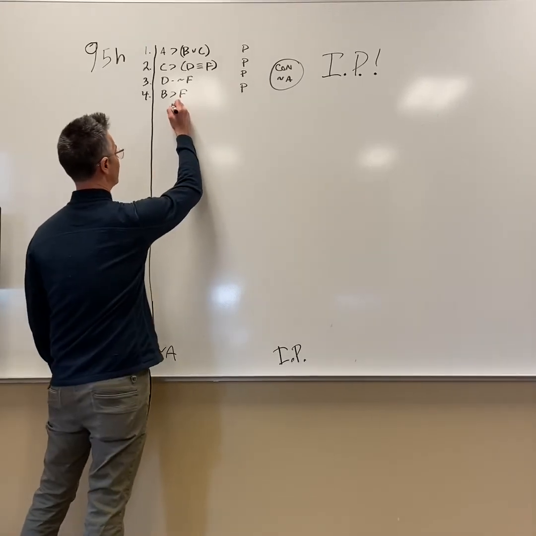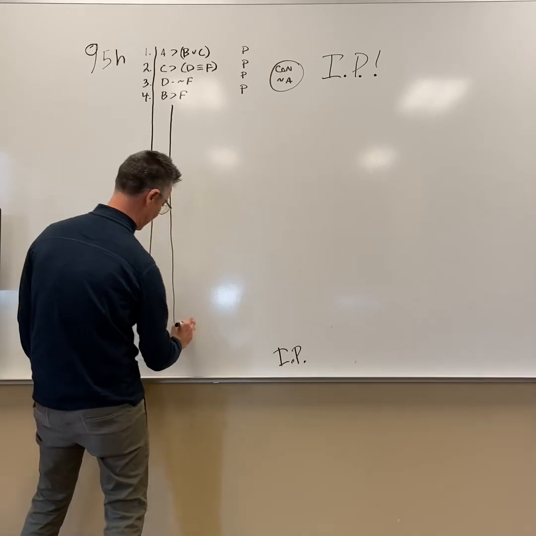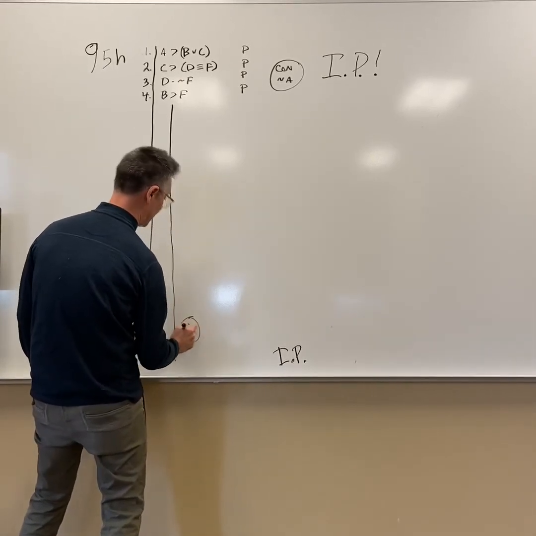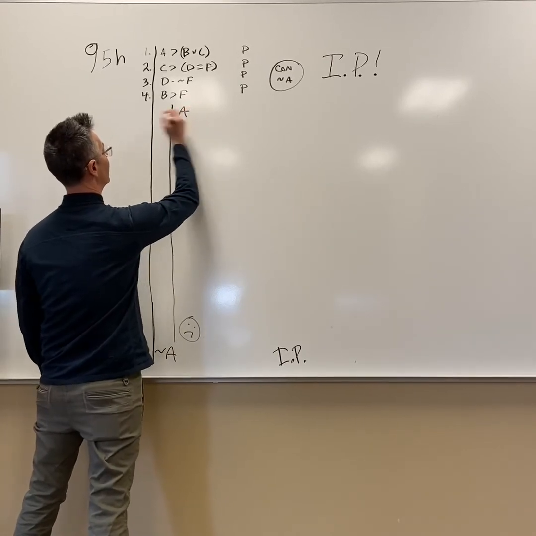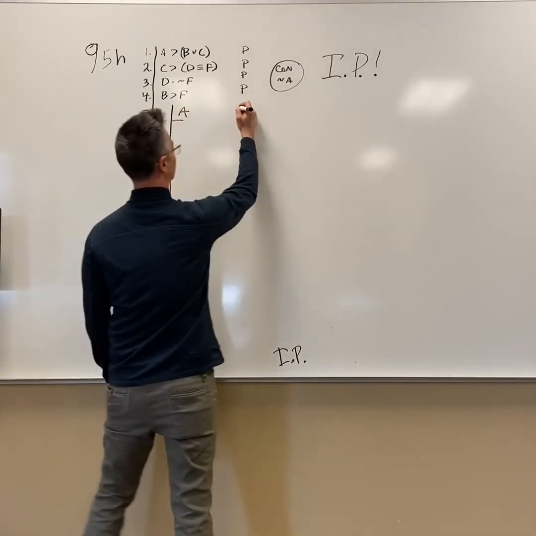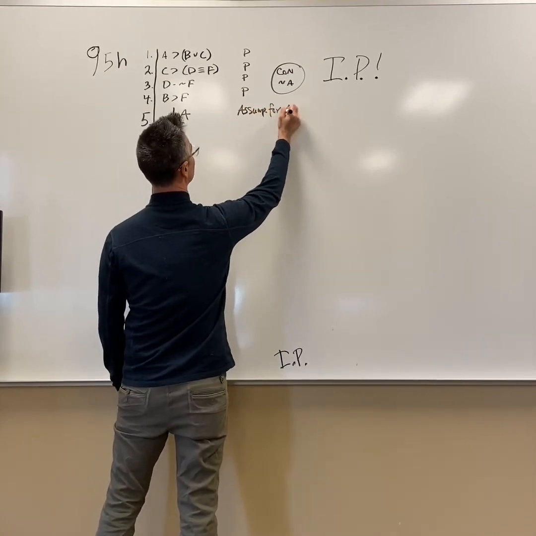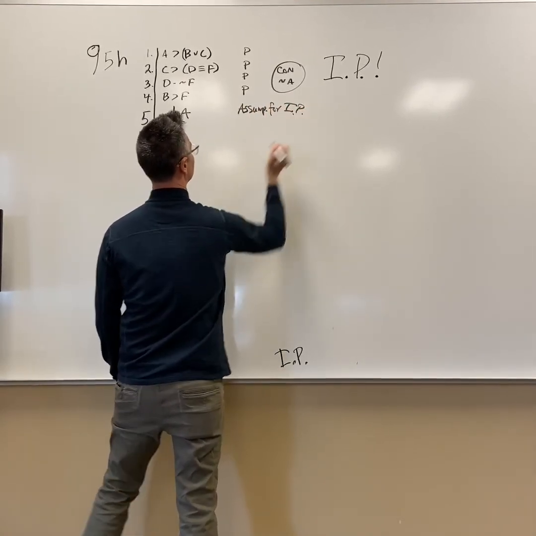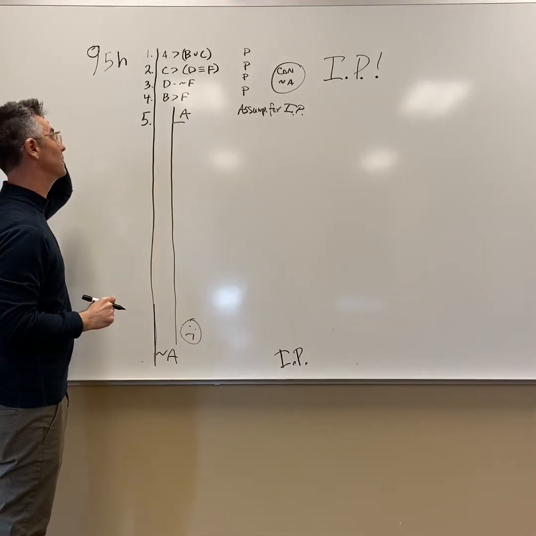Again, I set up my subproof structure first, all the way down to the bottom. I'm going to want a contradiction at the bottom, and I'm going to want the opposite of what I'm trying to show at the top, and that's just A. What do I need right here? That's right, assumption for indirect proof. So that should be familiar. You've already done some of these, or you watched me do them anyway.